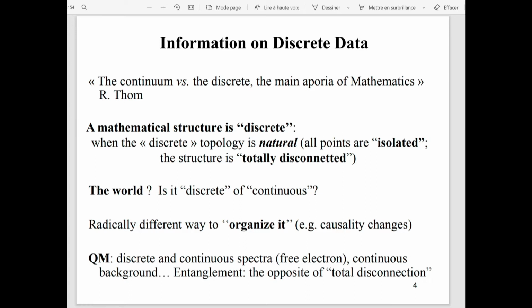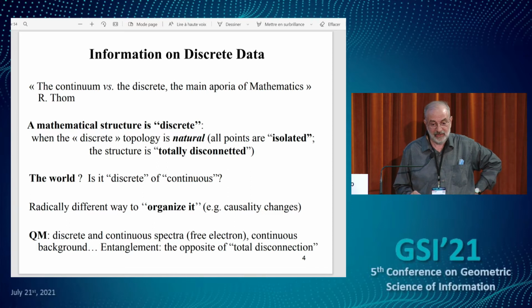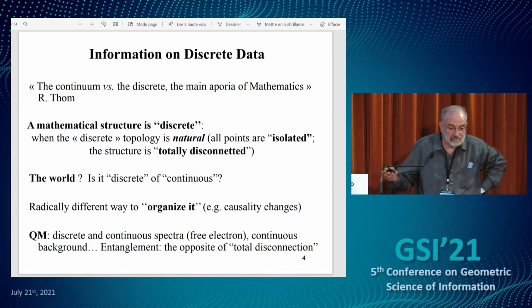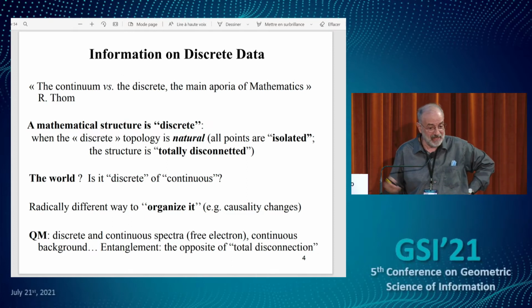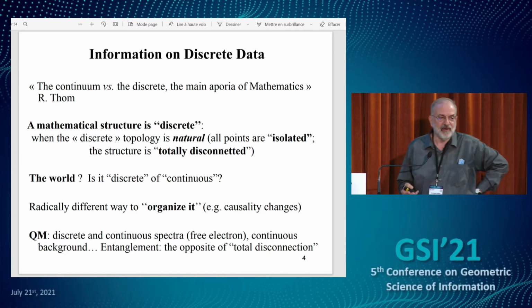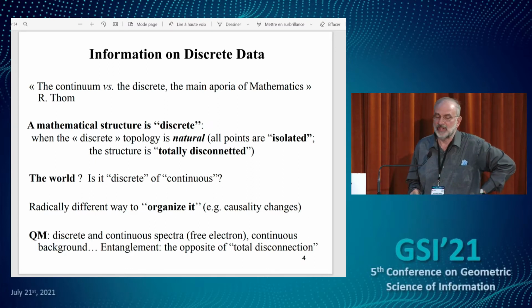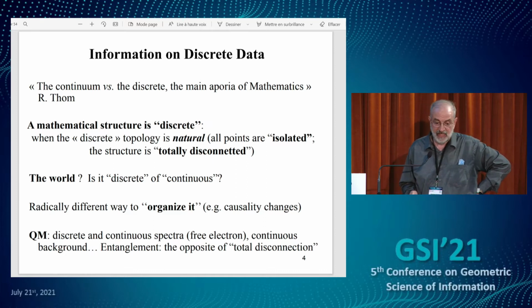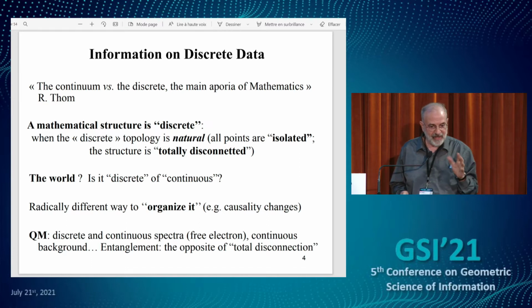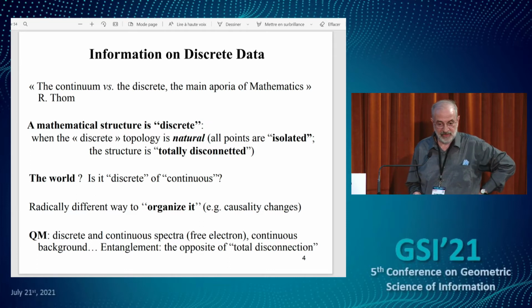Now, quantum mechanics, of course, enlightened us by the discrete spectrum of energy of the bound electron. But there is not only discreteness, because the free electron has a continuum spectrum, the background space is treated by many as a space-time continuum, and there are phenomena like entanglement, which are the opposite of discrete. I mean, there are forced correlations between remote points that are not separable, at least for some observables. So the situation is very complex. Typically, in quantum mechanics, you need both discrete and continuous structures.